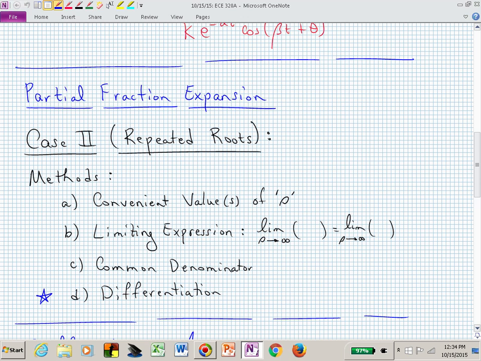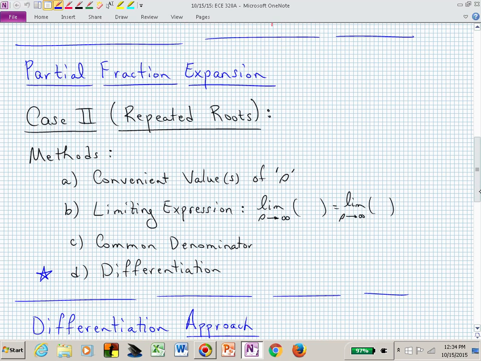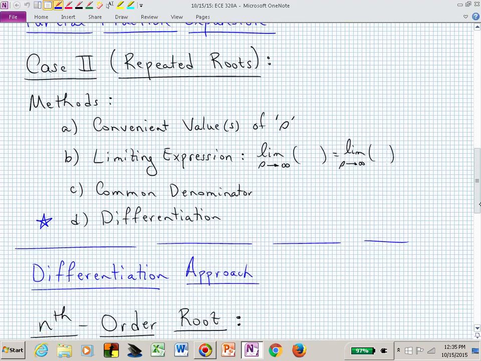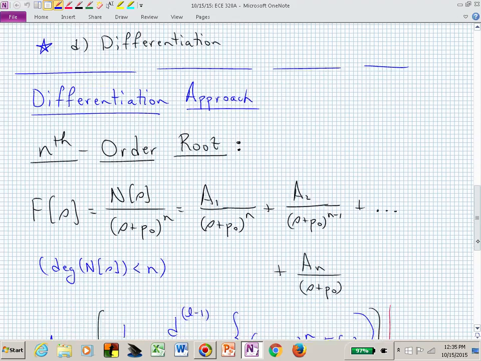We talked about using a convenient value of s, which can't be a pole value. That's what we mean by convenient. And convenient is, it might help your algebra if you select it conveniently. Then we looked at another approach that's a limiting expression approach or technique. We multiply both sides by s and let s go to infinity. Then we put everything over a common denominator and equated coefficients of like powers of s. Now we will look at the technique that's actually discussed in the textbook, which is the differentiation approach.